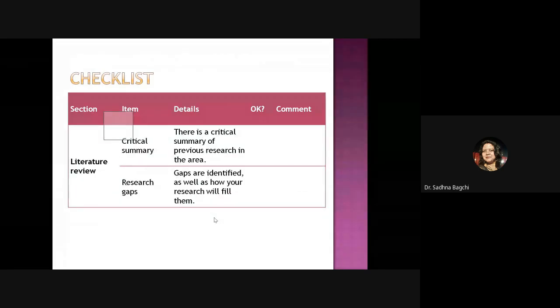Literature review. Critical summary: there is a critical summary of various research in this area and the research gap. So the literature review has two checklist items, the critical summary and the research gap, and the last one is the conclusion: how you are going to contribute to fill this research gap. What will be your contribution is the third part. So in the literature review you have three parts: the critical summary, the research gap, and then the conclusion. How you are going to conclude, what will be your contribution, you must write in the literature review.